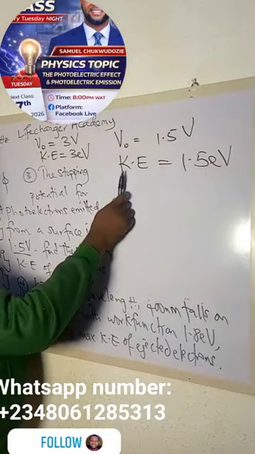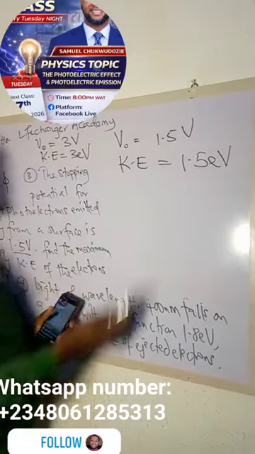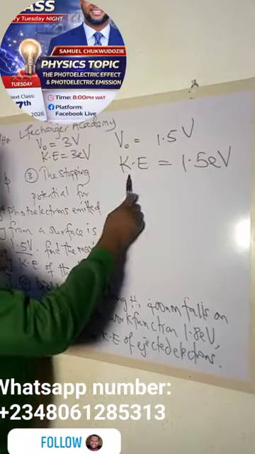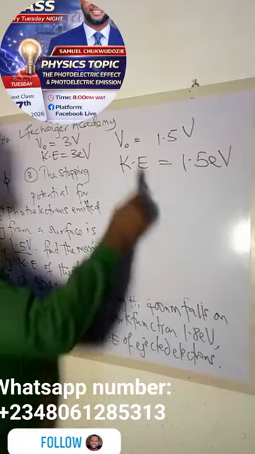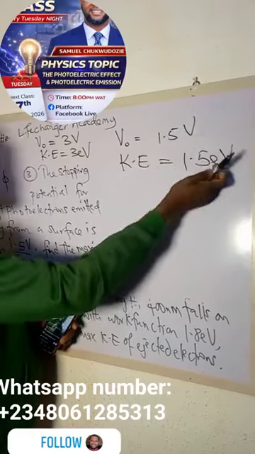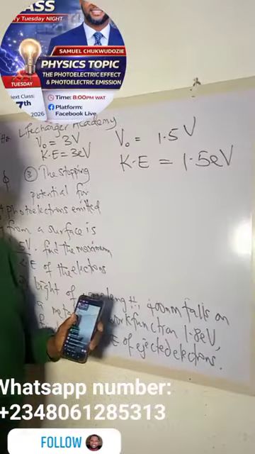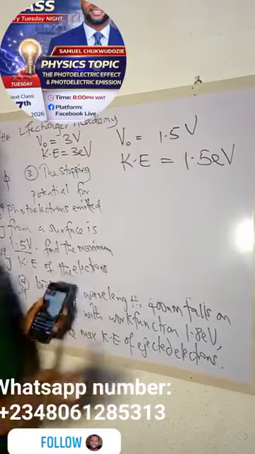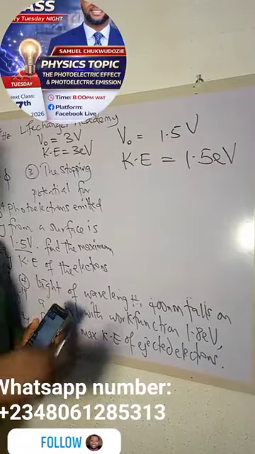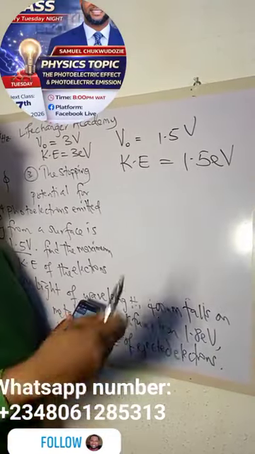And in the same way, if you are given kinetic energy, you can find stopping potential. If kinetic energy is 1.5 electron volts, it means that stopping potential will be 1.5 volts. Just remove the E. As simple as that. So this is the answer to this question, 1.5 electron volts, except if the option is in joules.